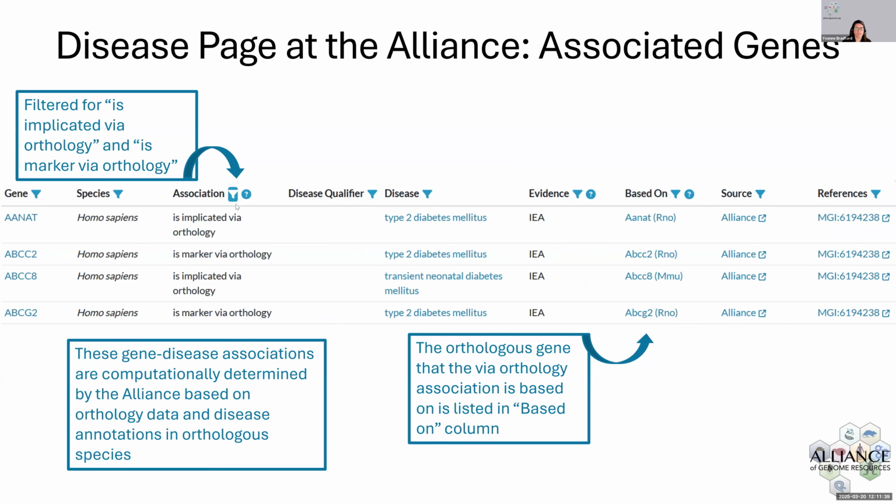Here, in the associations, we've filtered for is implicated via orthology and is marker via orthology. And I just wanted to point out that these gene to disease associations are computationally determined by the Alliance, and they're based on orthology data and disease annotations in orthologous species. And in the based on column for those particular associations, the orthologous gene that the orthology association is based on is listed here.